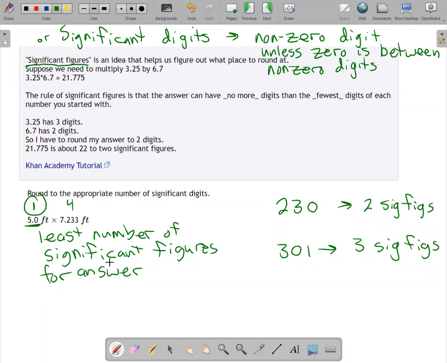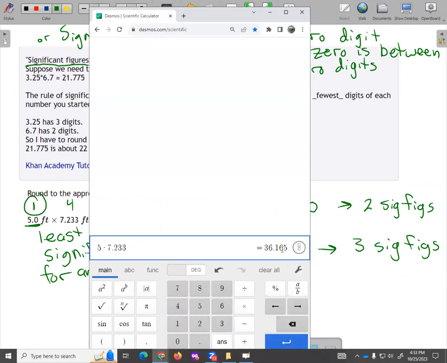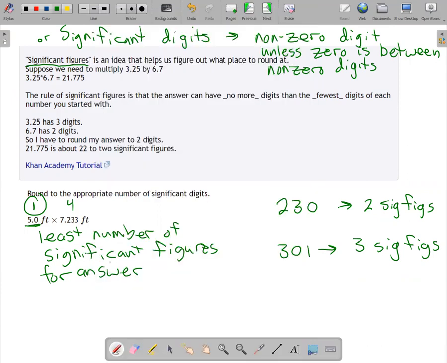So let's do this multiplication and see what happens. So basically 5 times 7.233, according to Desmos, is 36.165. So that equals 36.165, and that would be feet squared. But because of the significant figures here, I would have to round to a single significant digit and say this is about 40 square feet.